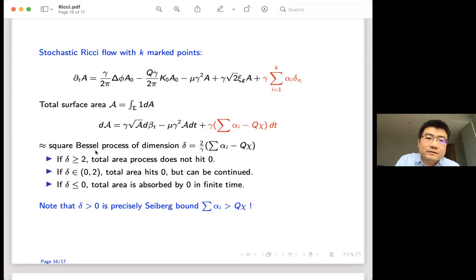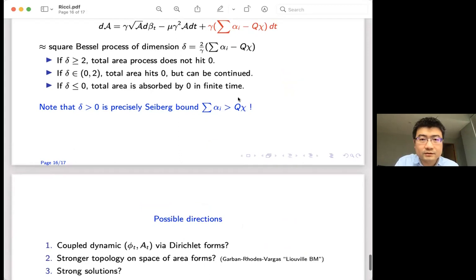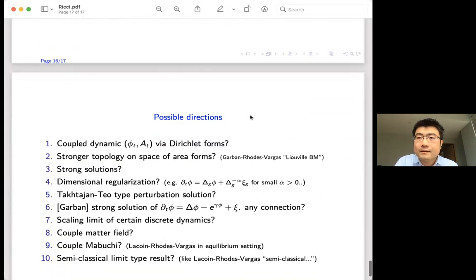And actually, this threshold is consistent with the Seiberg bound, that your measure after the insertion is normalizable. So the integral of the correlation is finite. So that's the Seiberg bound, right? So our condition here is the same.